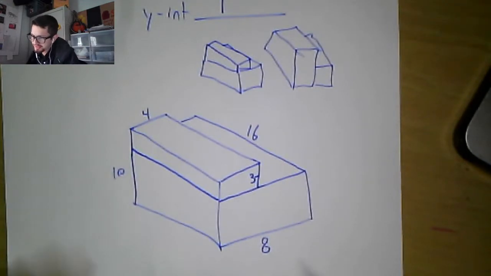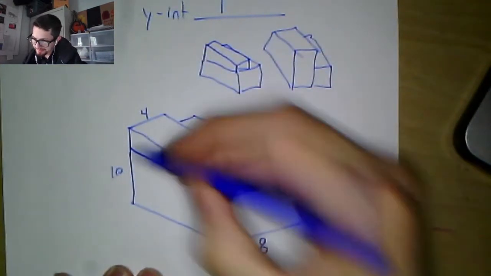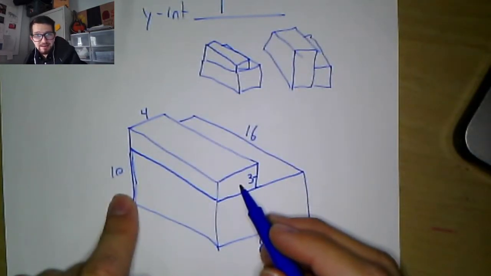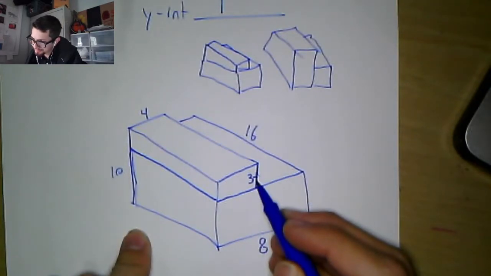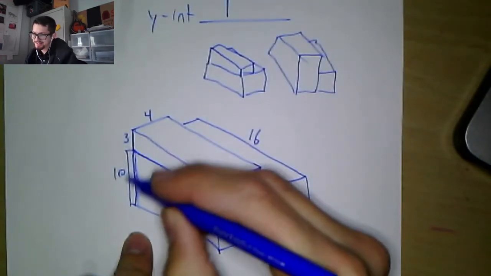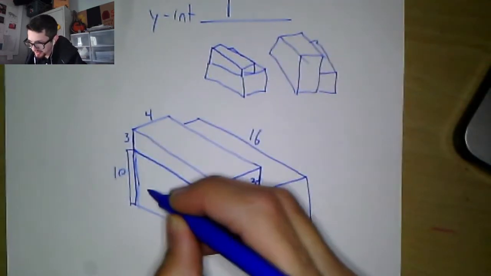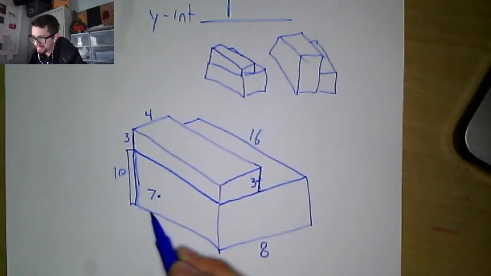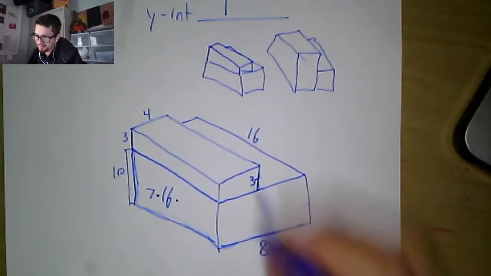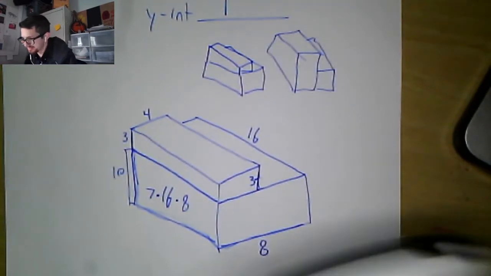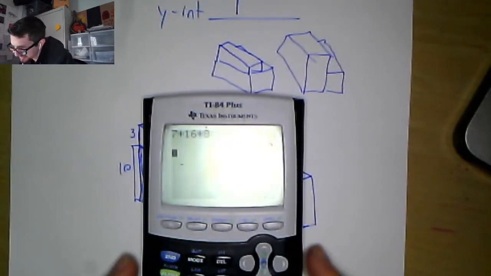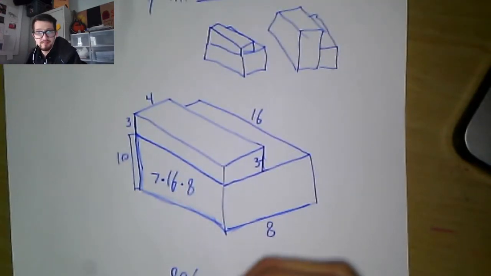I'm going to start with the big chungus because it's easier. So the big box on the bottom is not 10 tall. It's 10 minus 3 because this bit is 3, which means this bit is 3, which means to get this piece, it has to be 10 minus 3. So this is 7. So big chungus is 7 tall times 16 long times 8 wide. So 7 times 16 times 8 gives me 896. So I have one number.